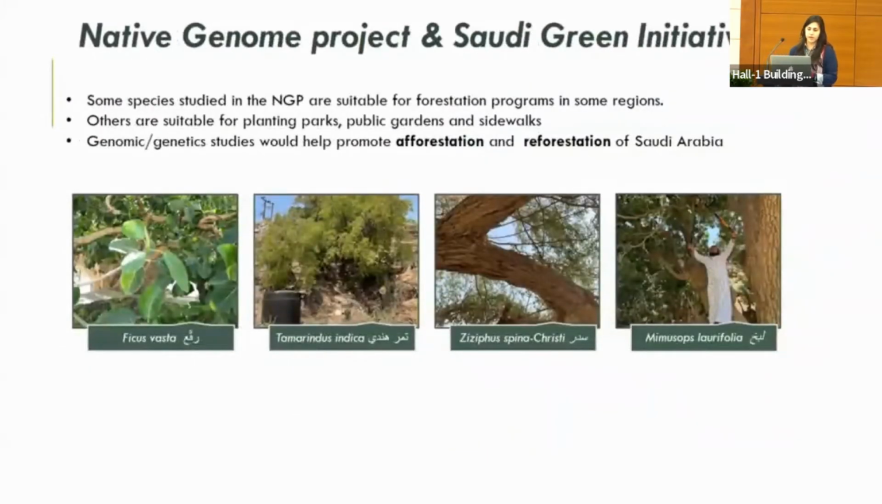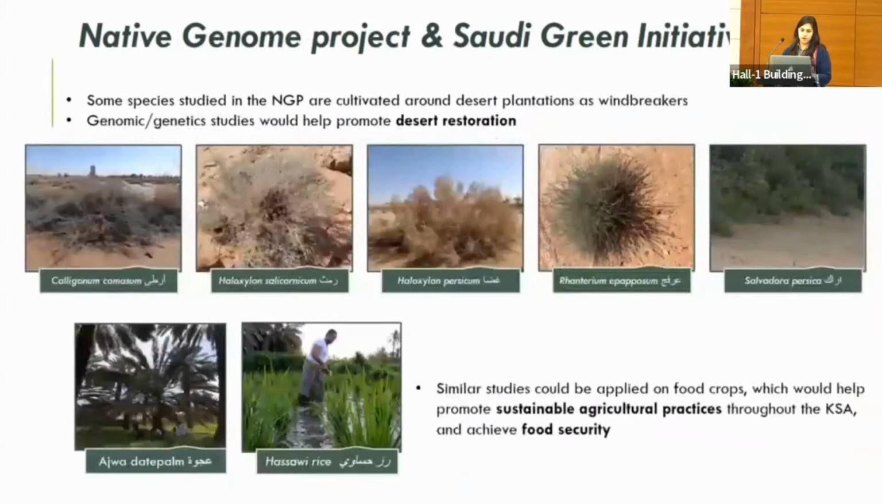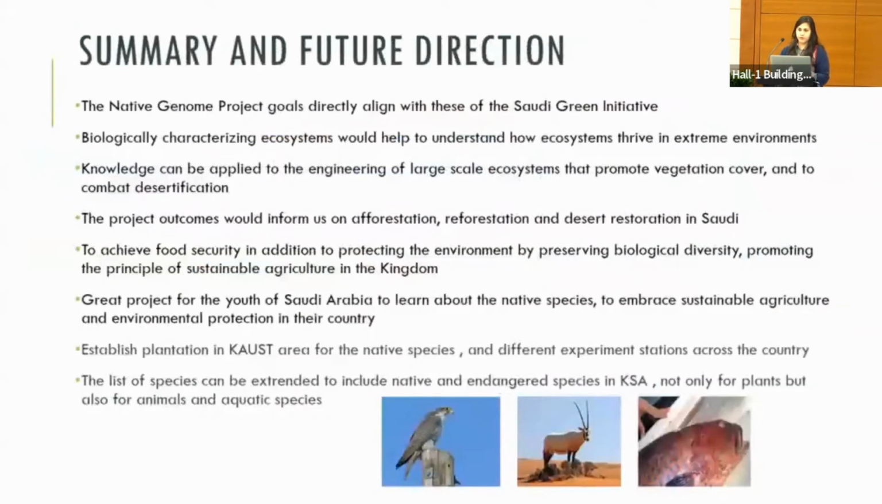Some of the plants that we are working on are suitable for forestation programs in Saudi, such as the ficus, the tamarind, the ziziphus, and moringa. And some plants can also be used in the desert restoration, such as these rangeland species. And also, similar studies could be applied on food crops, such as the ajwa date palm and hasawi rice, which also contribute to food security.